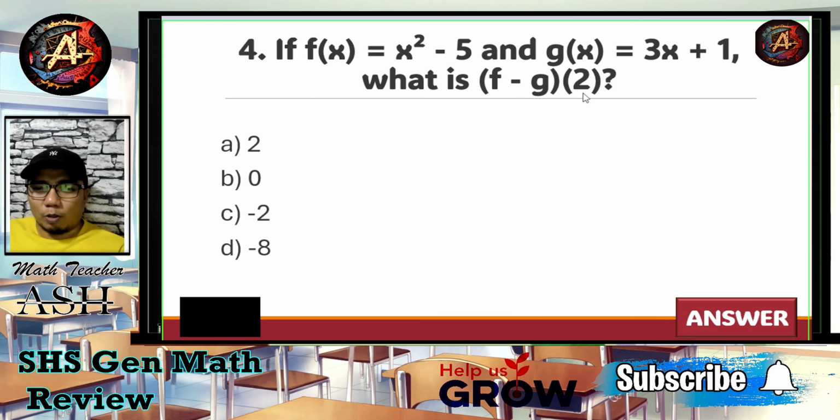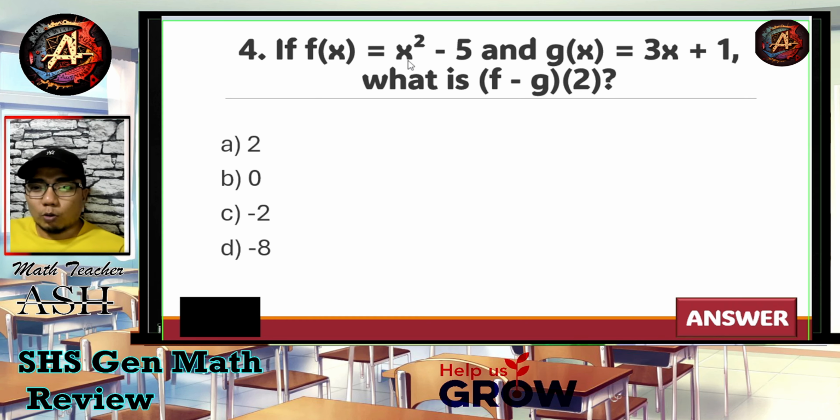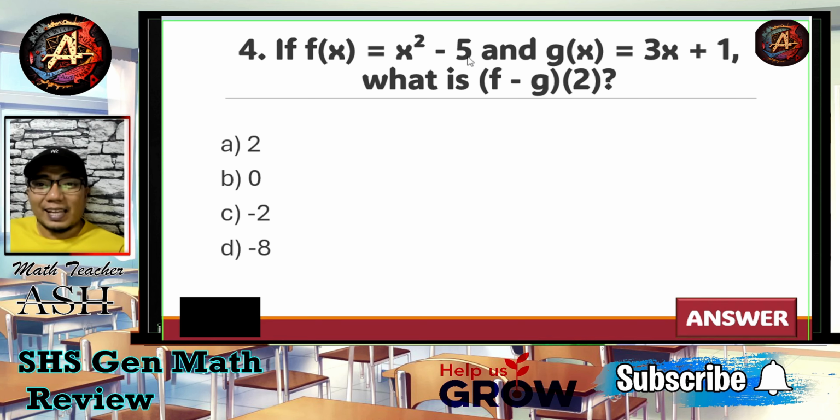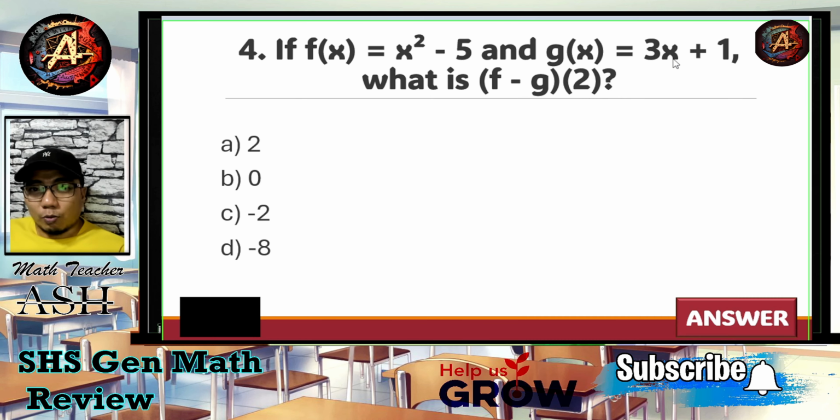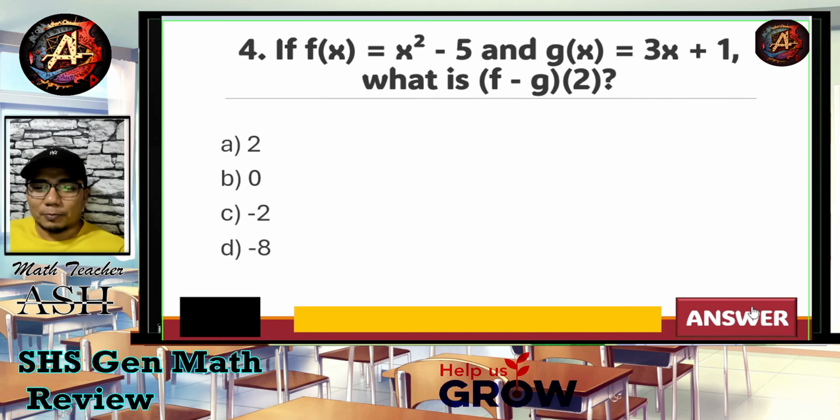So for example, we have 2. That will become 2 squared minus 5, so that is 4 minus 5, which is negative 1. So f of x is negative 1. Now going to g of x, that would be 3 times 2, that is 6. 6 plus 1, that would be, very good, 7. So we have here negative 1, and positive 7. So negative 1 minus 7 would give you negative 8. Letter D. Let's check whether we are correct.